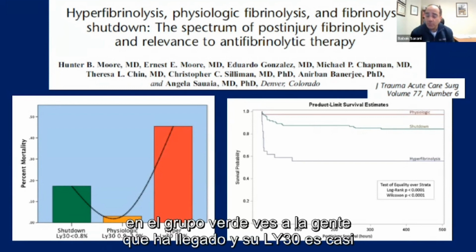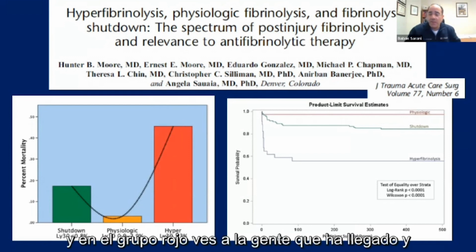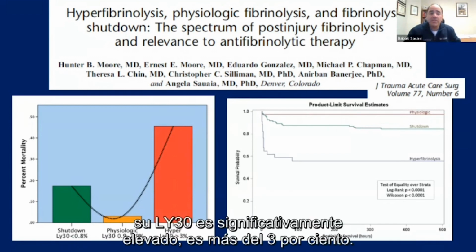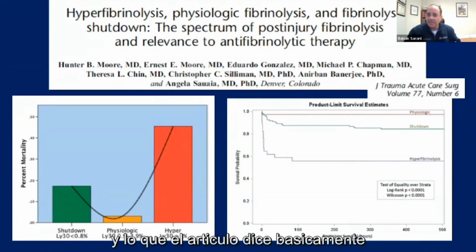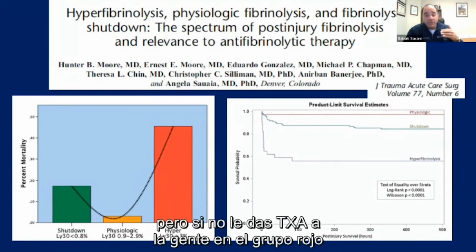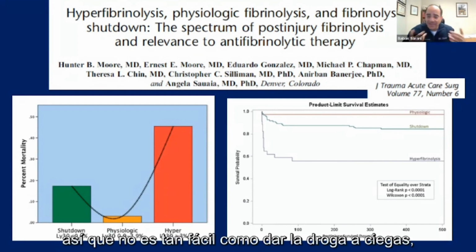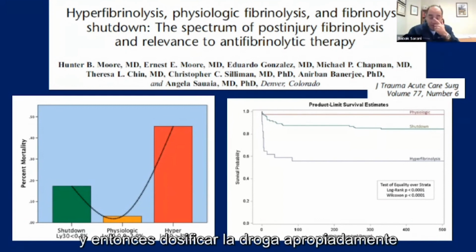In the green group, you see people who've shown up and their LY30 is almost 0. It's less than 0.8%. And in the red group, you see people who've shown up and their LY30 is significantly elevated. It's more than 3%. And what the article basically says is, if you give TXA to people in the green group, the mortality goes up. But if you don't give TXA to people in the red group, their mortality also goes up. So it's not as easy as giving the drug blindly. We need to know where these patients fall and then dose the drug appropriately.